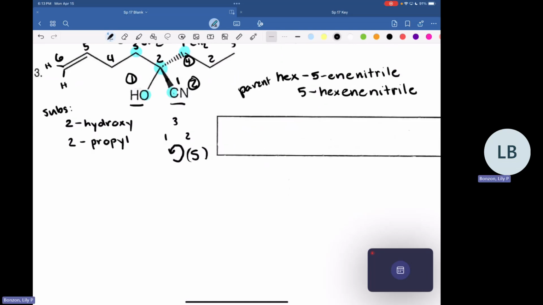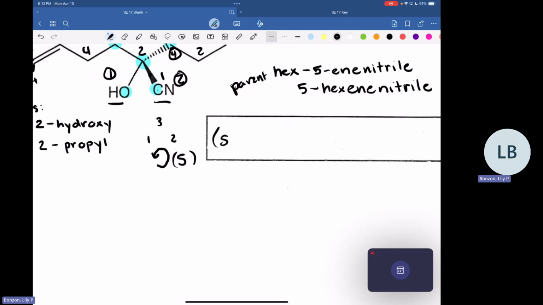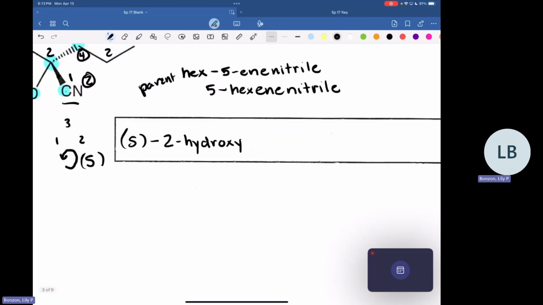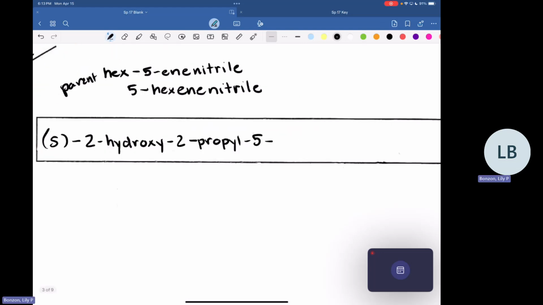All right, so we've got everything we need. We're just going to throw it together. So we've got S, alphabetical priority, so 2-hydroxy, 2-propyl, and then 5-hexene nitrile.